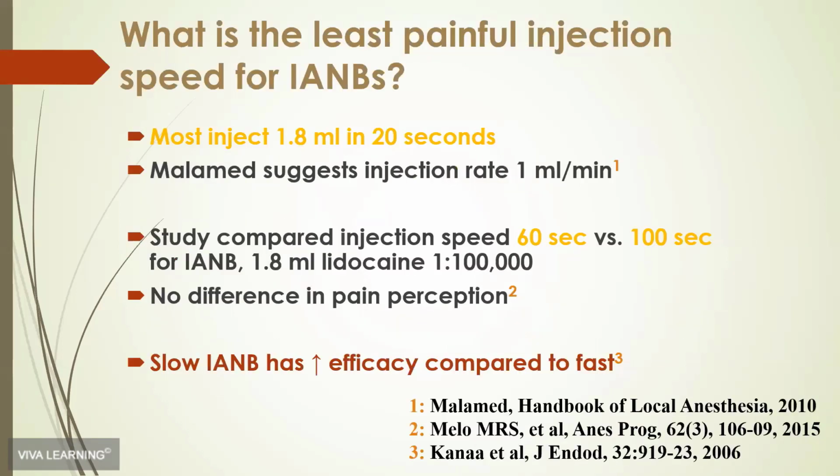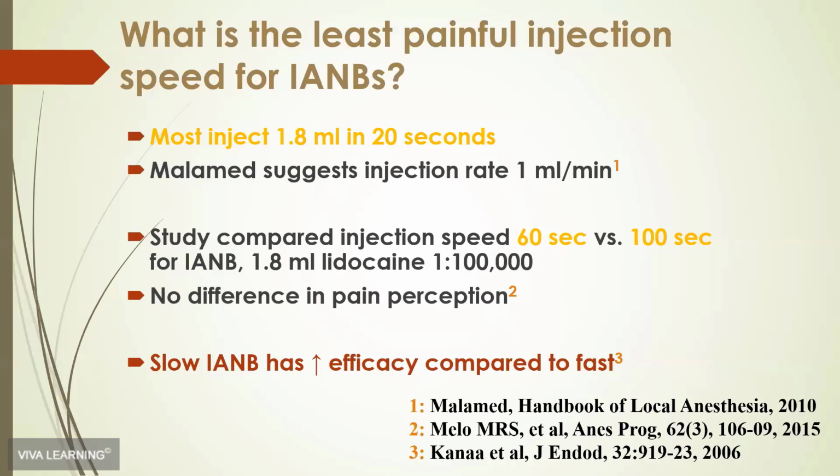What about pain? What is the most comfortable speed for an injection? Most of us will give a cartridge in 20 seconds, and that is fast. Malamud suggests an injection rate of about 1 mil per minute if you're doing an inferior alveolar nerve block. Studies compared 1 minute versus about a minute and a half, and there was no difference for pain. So a minute is about as painless as you're going to get. It doesn't help to go any slower than a minute.